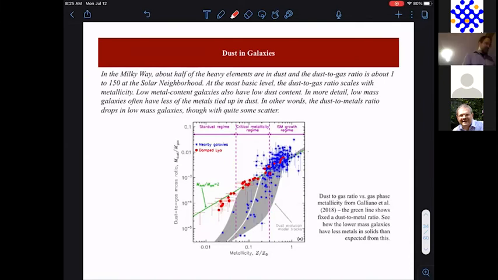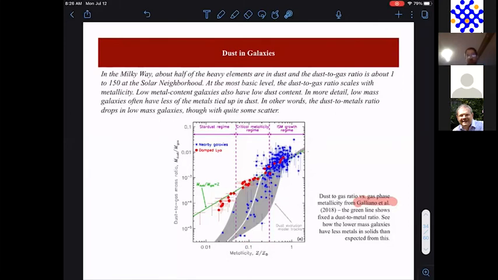They do correlate, but in more detail, as you go to very low mass galaxies, the dust to gas ratio, at least in many galaxies, appears to drop faster than the gas phase metallicity, implying that the dust to metals ratio, or the fraction of your heavy elements in the solid phase, is dropping as you go to lower and lower mass galaxies. And this is again in a very nice compilation from Galliano et al., heavily leveraging work by Remy Rouillet and Suzanne Madden's group.